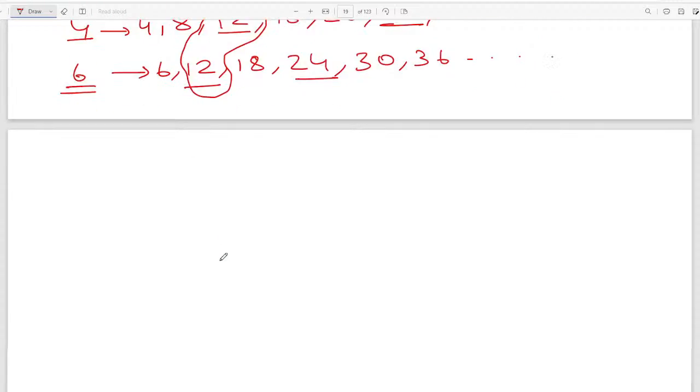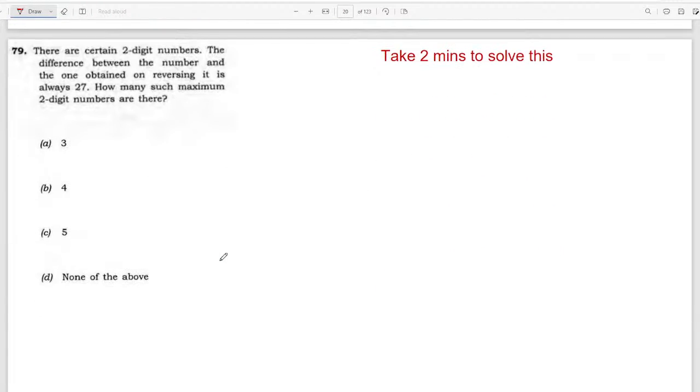We'll move to the next question then. So take 2 minutes to solve this question. We'll see how to go about this question. There are 2-digit numbers. The difference between the number and the one obtained on reversing it is always 27. How many such maximum 2-digit numbers are there?